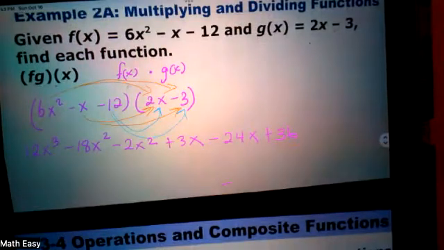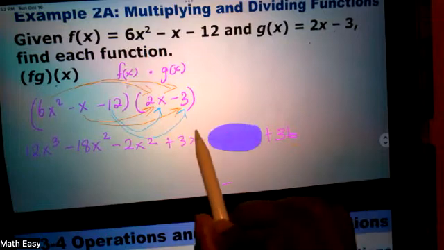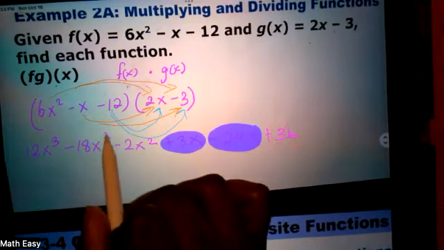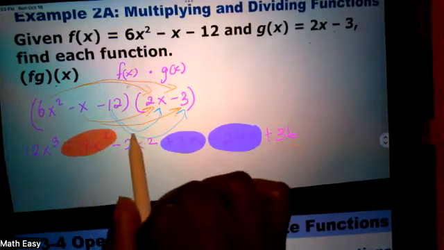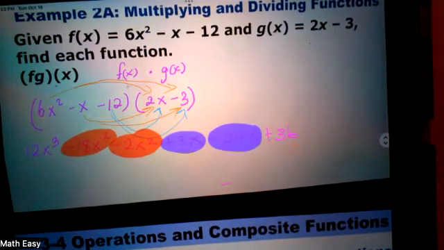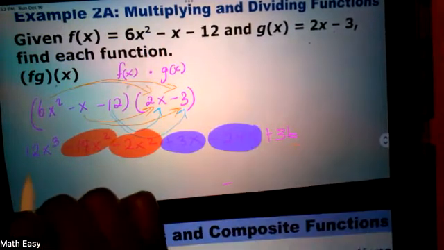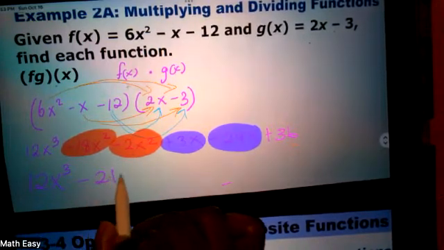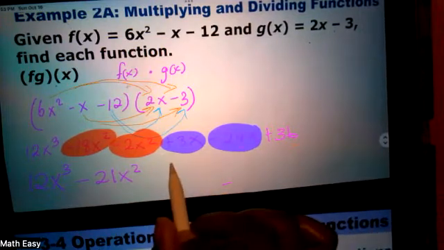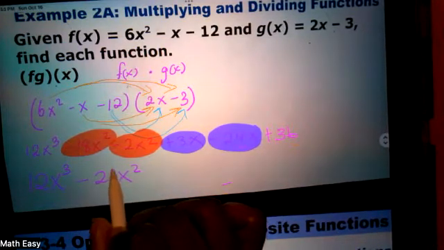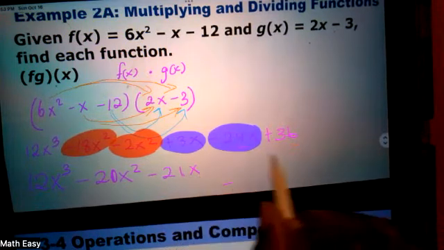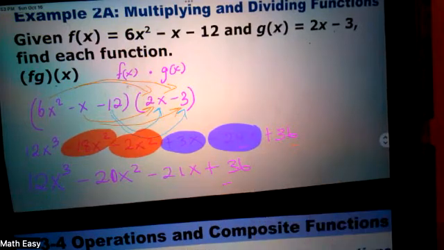Once we have that, we're going to simplify like terms. Again, we have negative 24x, we have positive 3x. These two can be combined, and we have negative 18x squared and negative 2x squared. So once we do that, we write our final answer, 12x cubed. These two give us negative 21x squared. These two give us negative 20x squared. These two give us negative 21x and plus 36.